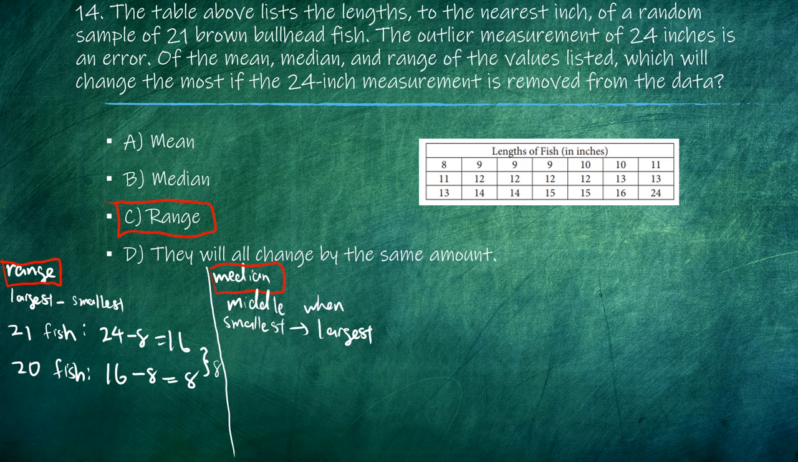All right, so let's look at the sample when we have 21 fish. When we have 21 fish, the middle number is the 11th number. So we have 1, 2, 3, 4, 5, 6, 7, 8, 9, 10. So this is the lower 10 numbers. And we have 1, 2, 3, 4, 5, 6, 7, 8, 9, 10. So 12 here is the median because there are 10 numbers beneath this and 10 numbers above this. So in this case, 12 is the median.